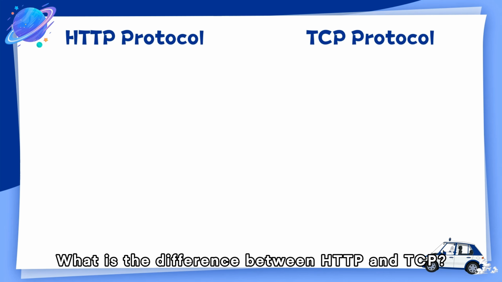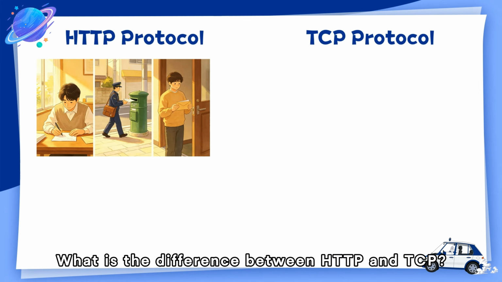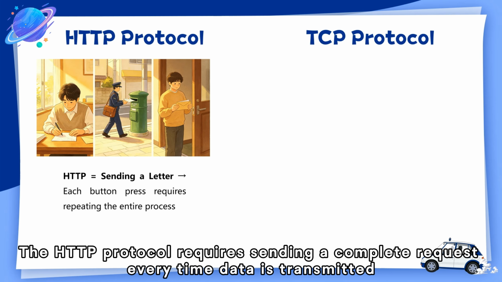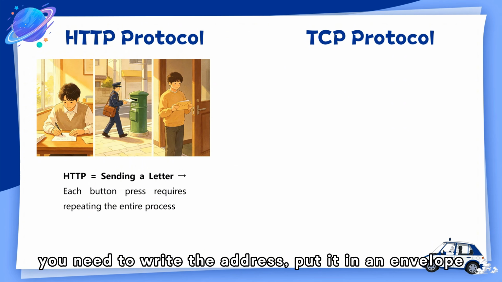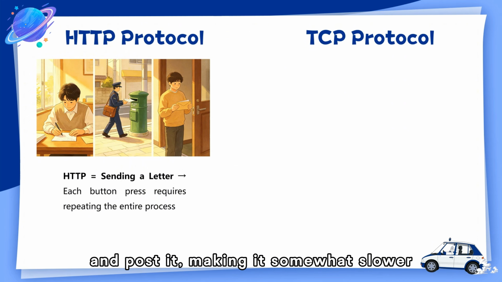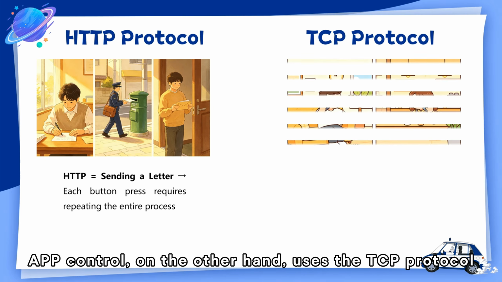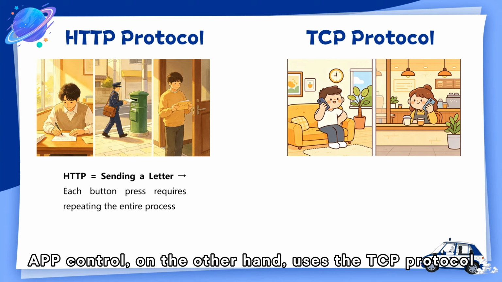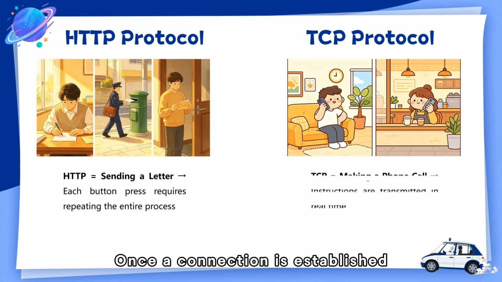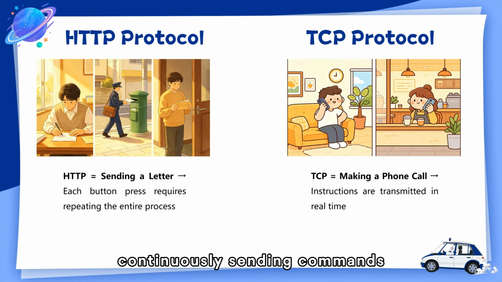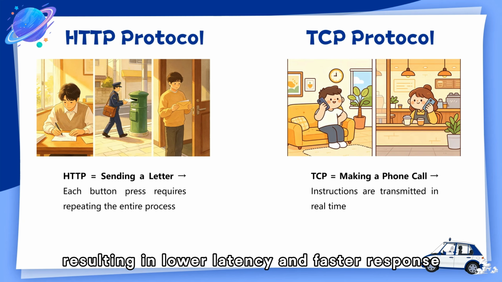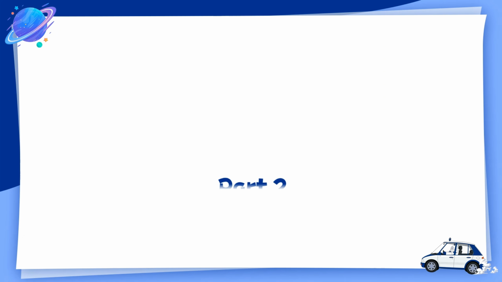What is the difference between HTTP and TCP? The HTTP protocol requires sending a complete request every time data is transmitted, which is like mailing a letter. You need to write the address, put it in an envelope, and post it, making it somewhat slower. App control, on the other hand, uses the TCP protocol. Once a connection is established, it's like making a phone call, a real-time conversation, continuously sending commands, resulting in lower latency and faster response.